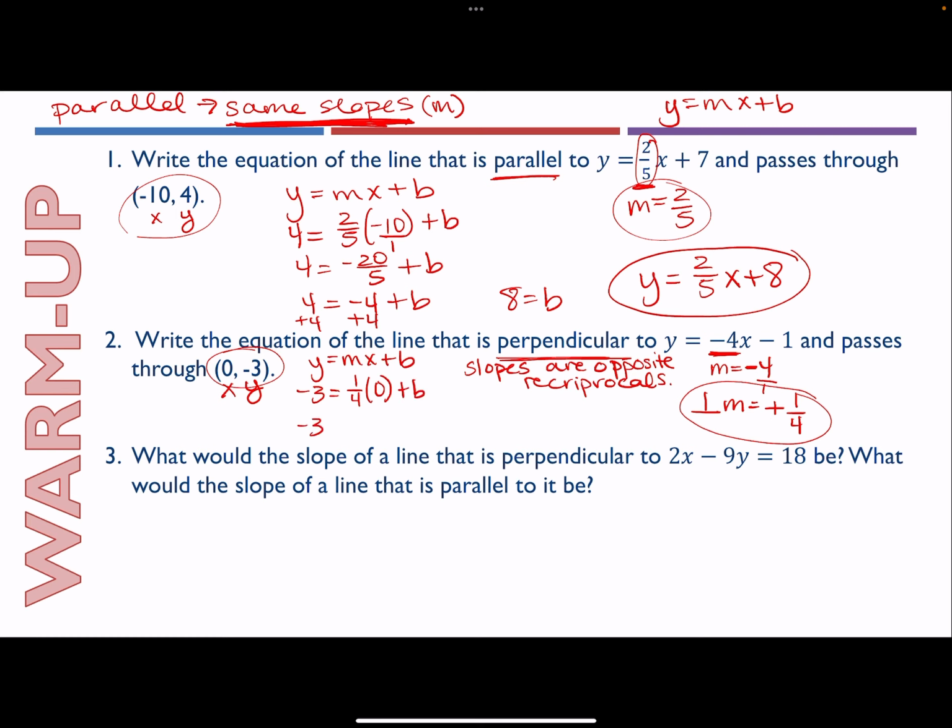So we have negative 3 is equal to 1/4 times 0, which is just 0. And then to get b by itself, you can think of subtracting 0, or just 0 plus b is just b. So negative 3 is equal to b.